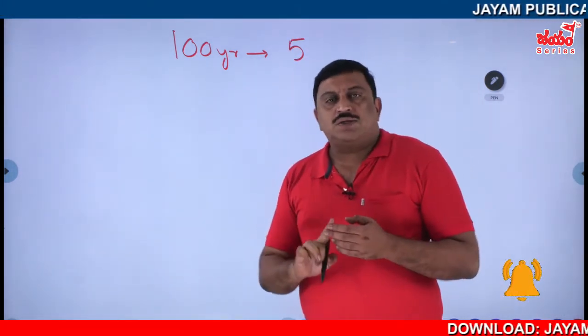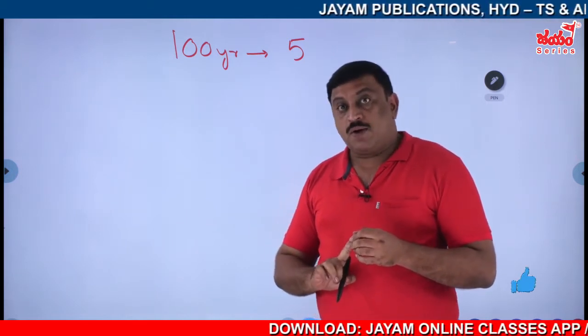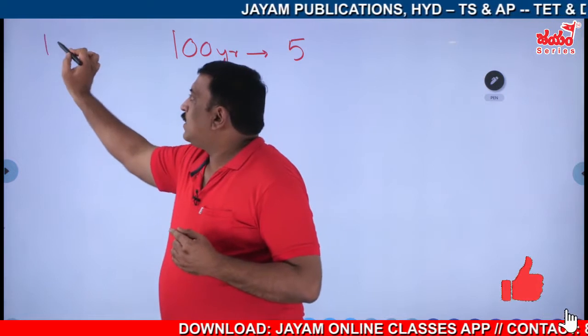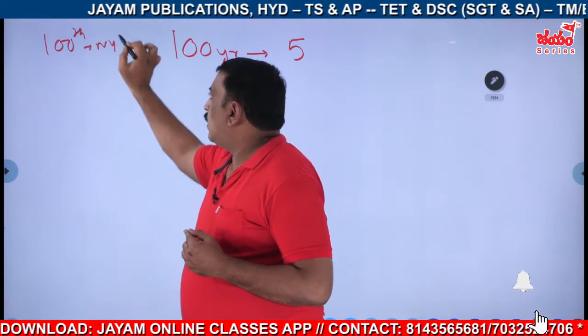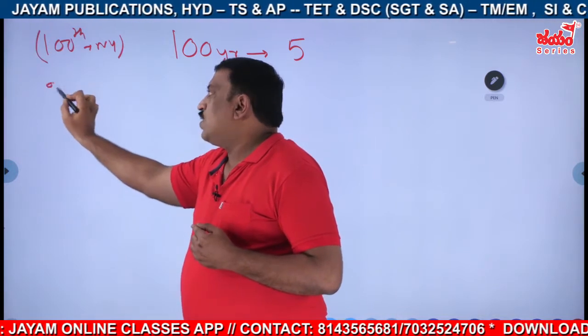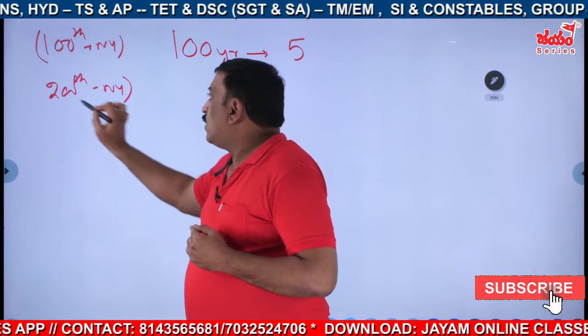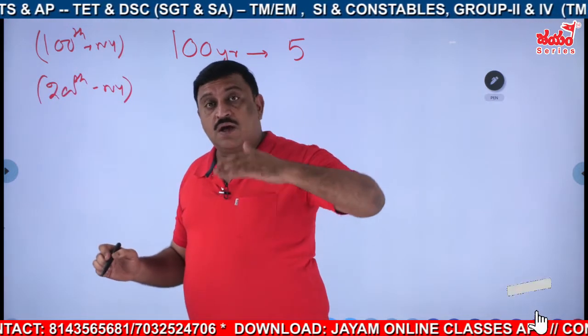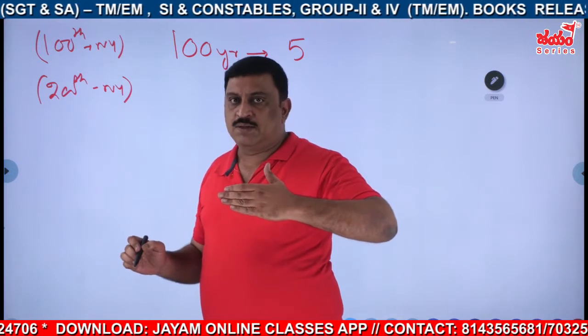The next 100 years also have 5 odd days, because the 100th year is a normal year. Even the 200th year is a normal year. That's why there are also 24 leap years and 76 normal years, right?